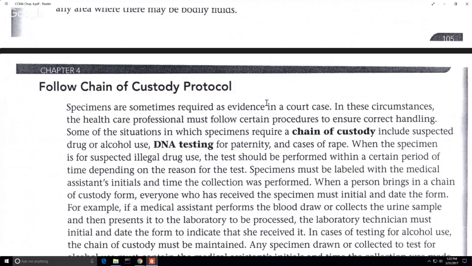Now, when the specimen is for suspected illegal drug use, the test should be performed within a certain period of time, depending on the reason for the test. Specimen must be labeled with the medical assistant's initials and the time the collection was performed. When a person brings in a chain of custody form, everyone who has received the specimen must initial and date the form.